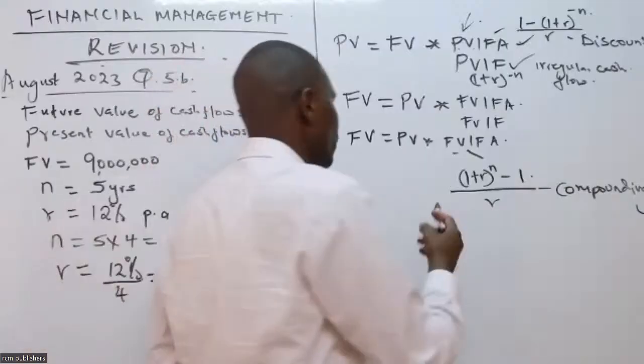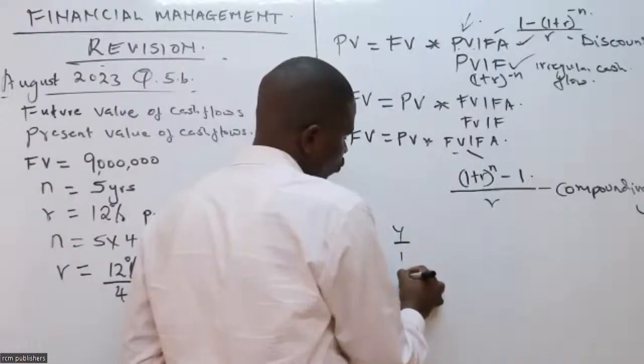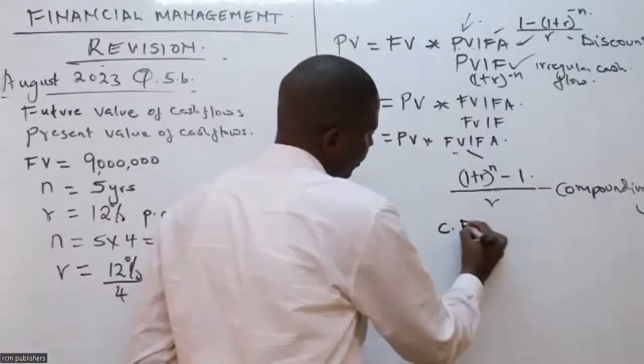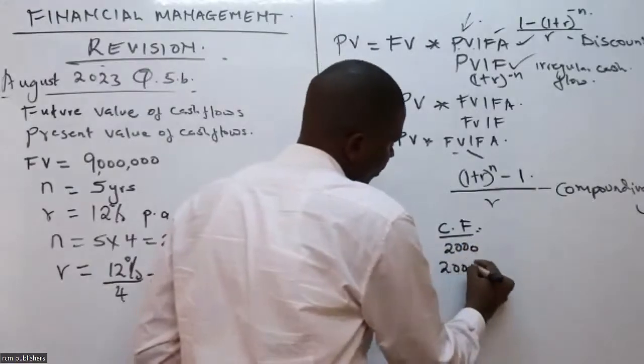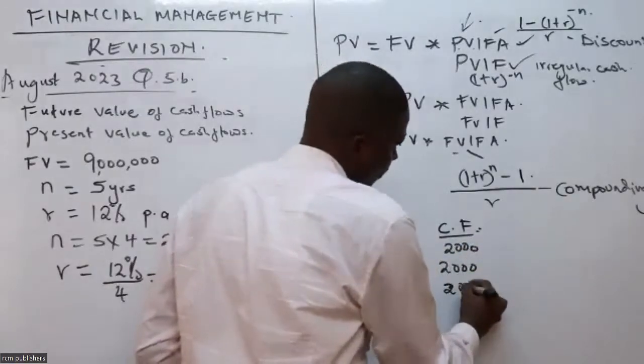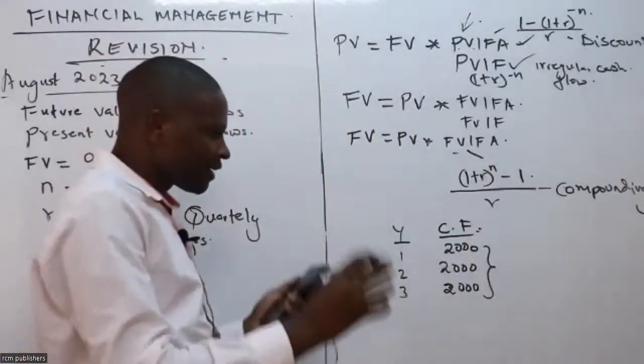As the name suggests, regular cash flow are those cash flow which are uniform. For example, I have here 1, 2, 3. I have cash flow here for year 1 is 2,000, year 2 is 2,000, year 3 is 2,000. Those are regular cash flow.